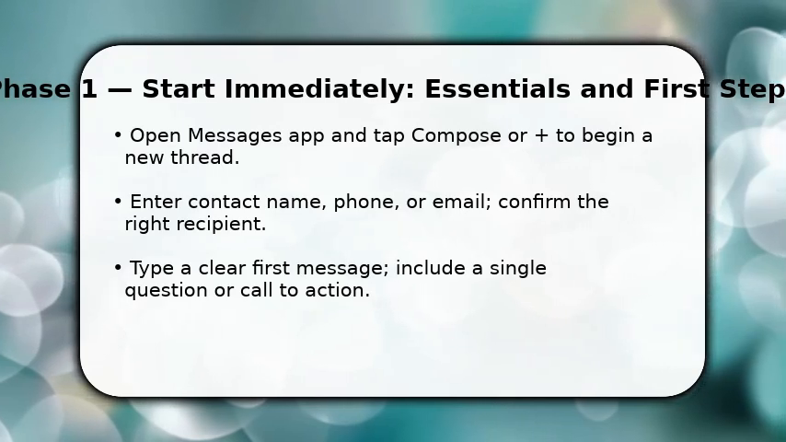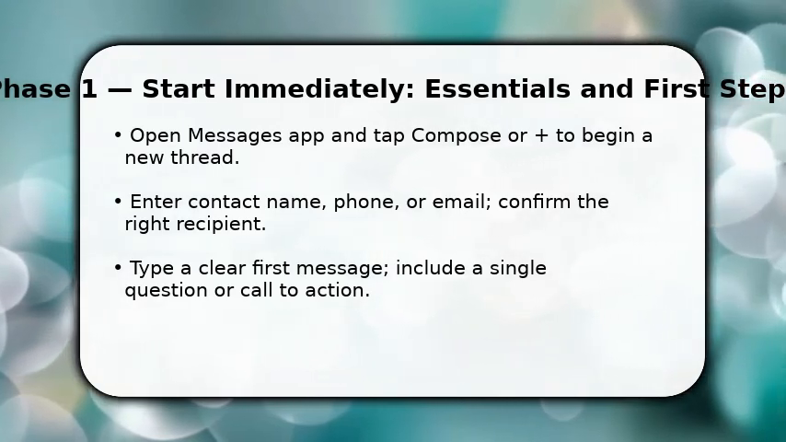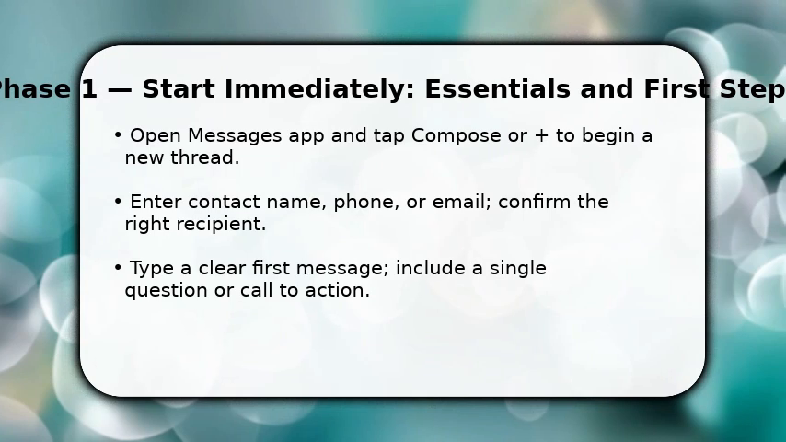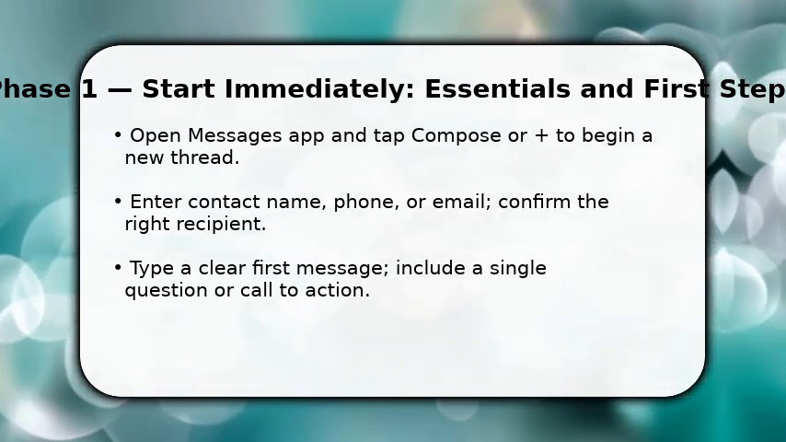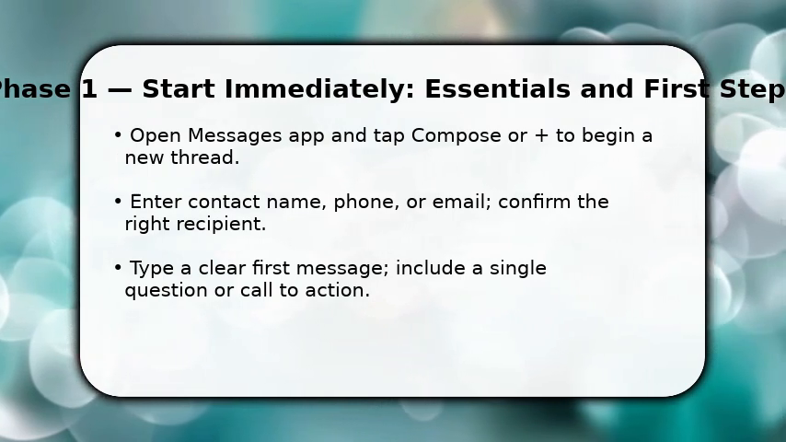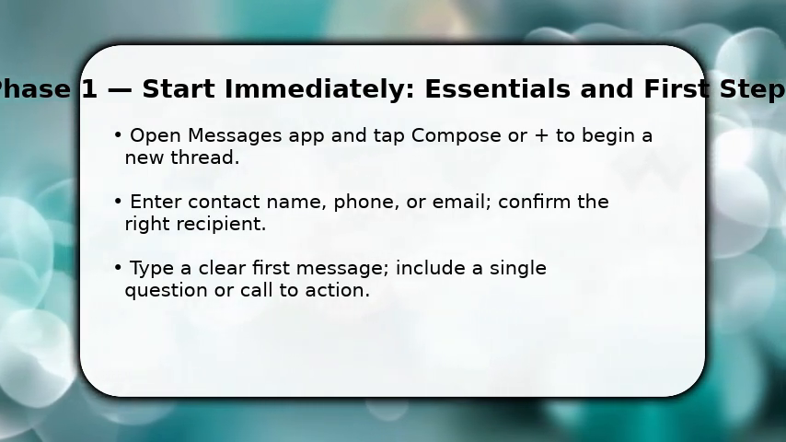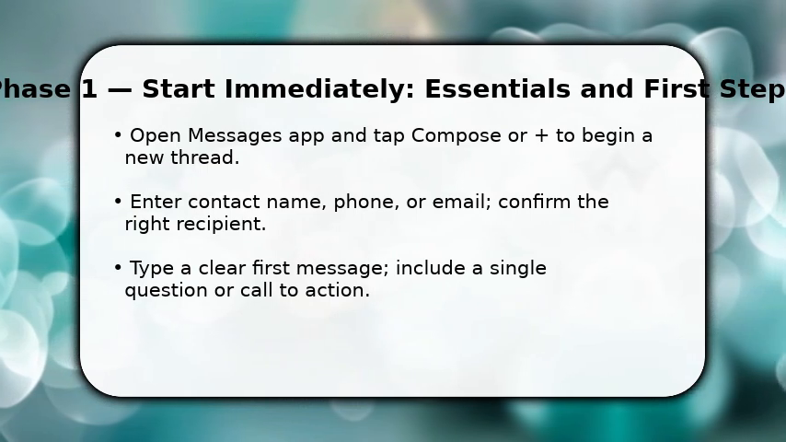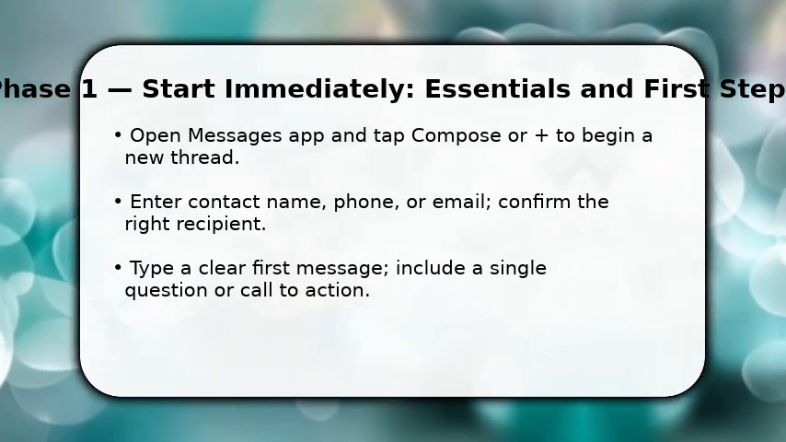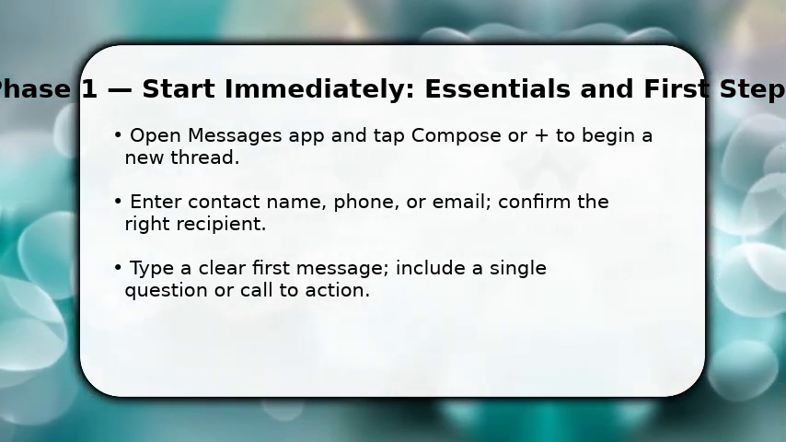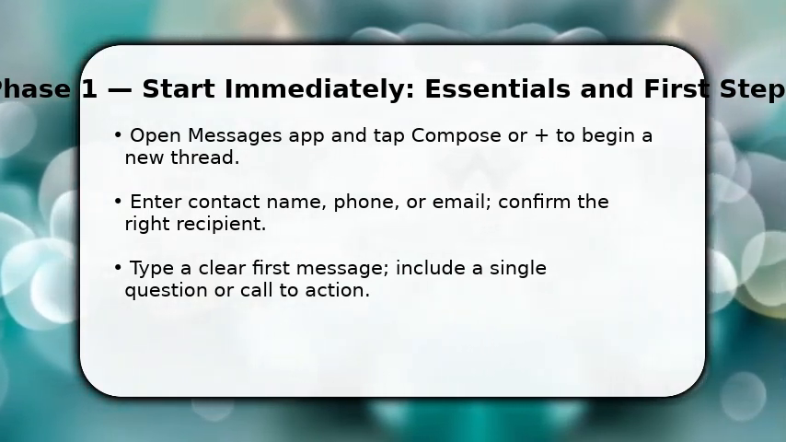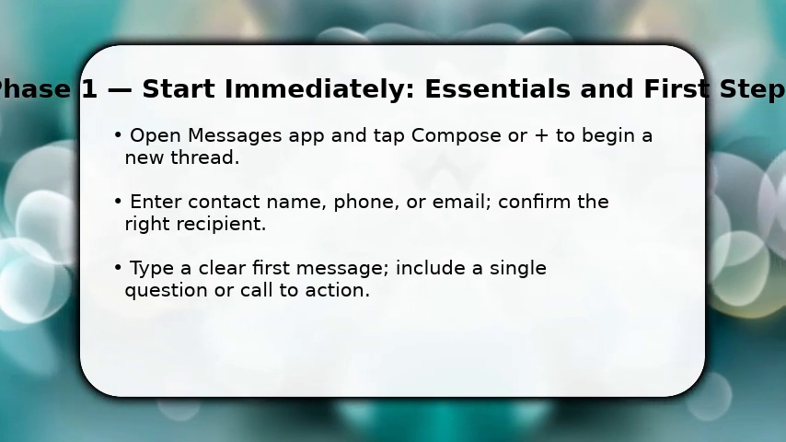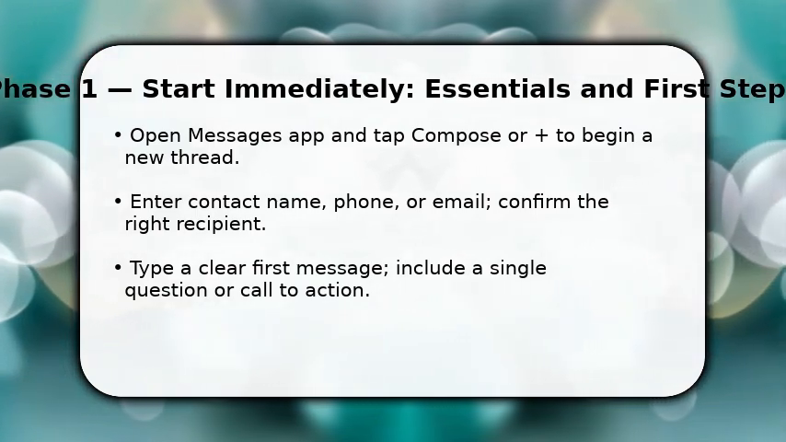You start by opening the Messages app and creating a new thread. This is the only way we'll proceed. Tap Compose or the plus icon, then type a name, phone number, or email and confirm the right contact. Once done, craft a concise first message, one question or one clear action, because short opening messages get faster replies. Make sure to choose iMessage versus SMS intentionally. It affects delivery and features, so you connect with the intended protocol.